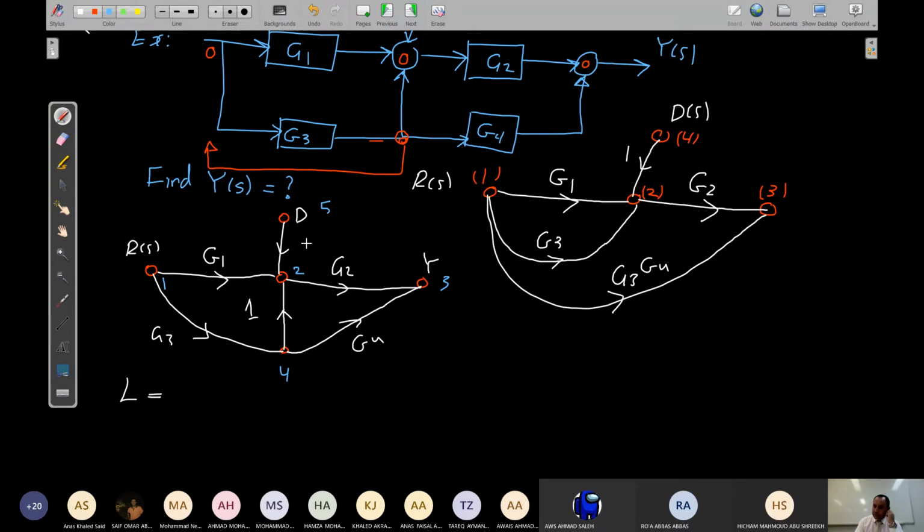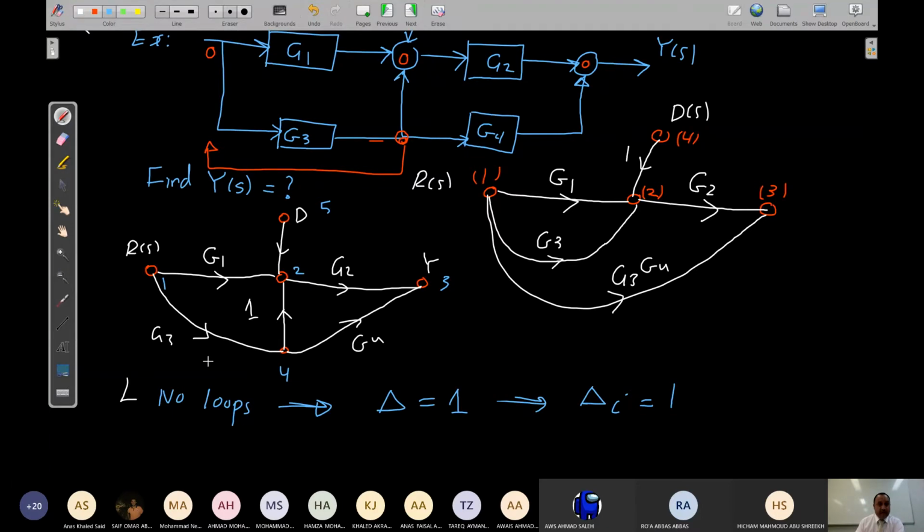So if there are no loops, simply here let's write no loops. The delta term is equal to what? 1. So no loops; in this case, the determinant equals 1. And if the determinant equals 1, this means that any cofactor delta i should equal 1, correct? Yes. So I only need to find the paths, yes?